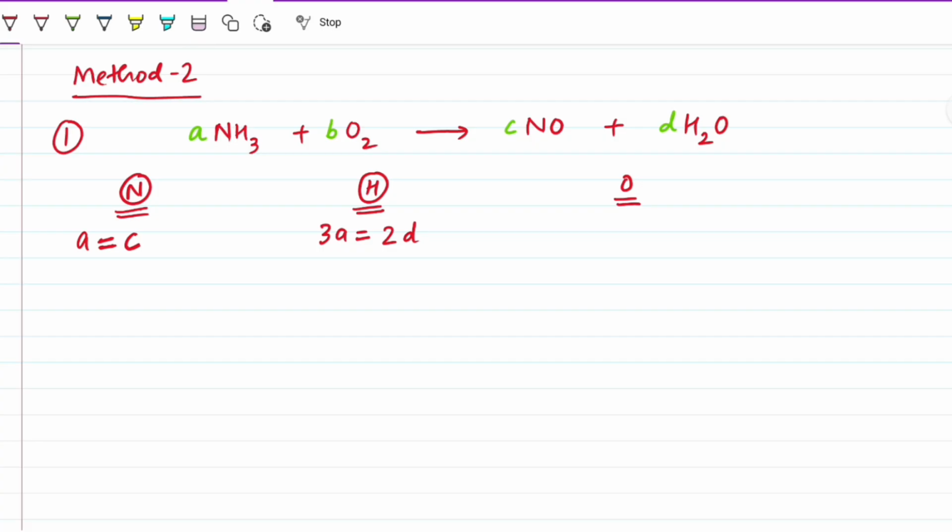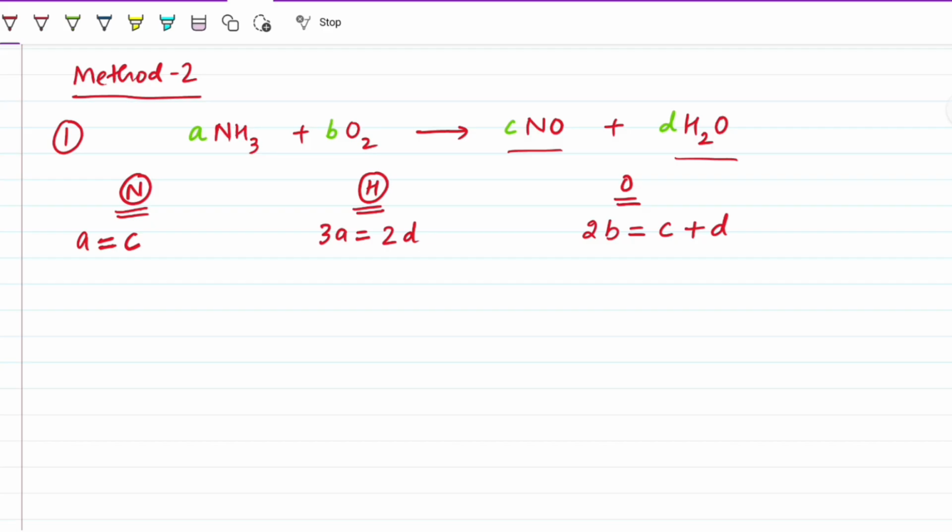Now what about oxygen? In the reactant we have O2 with 2 oxygen atoms along with coefficient B, so 2B is equal to, but oxygen is present in both C and D. In NO we have only one oxygen, so 1 multiplied by C is C, plus in H2O one oxygen, 1 into D, so D. Is it clear? This is the most important step.